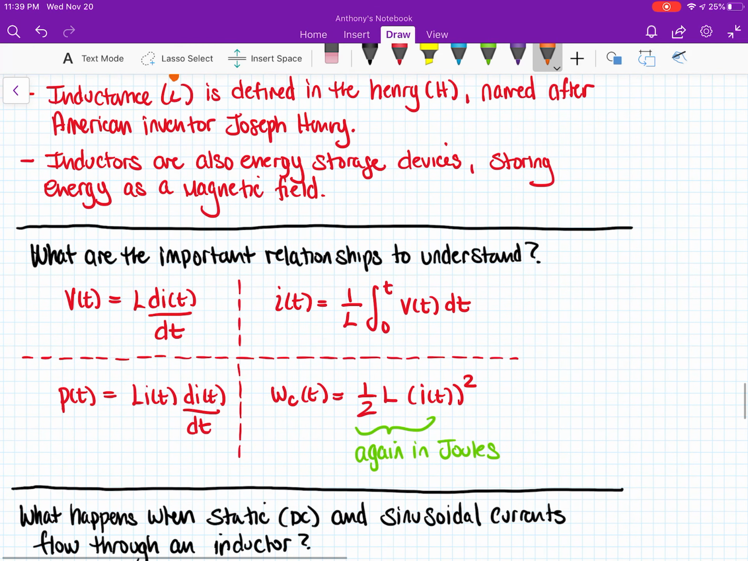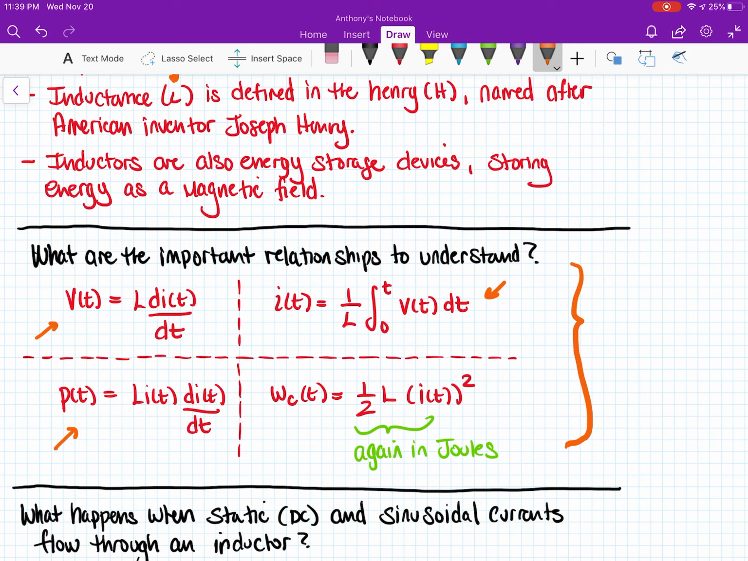So this section I made a little bit shorter here. What are the important relationships or equations to understand? The relationship between V and I is shown here. It's sort of the opposite of what we saw for the capacitor. As opposed to current being dependent on the derivative of voltage, we have voltage being equal to L times the derivative of current with respect to time. We can also flip that around using an integral. Power is defined as L times the current times the derivative of the current. And then again, energy stored in the inductor in joules is 1/2 L I(t) squared.